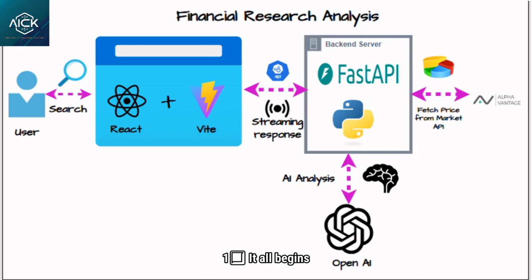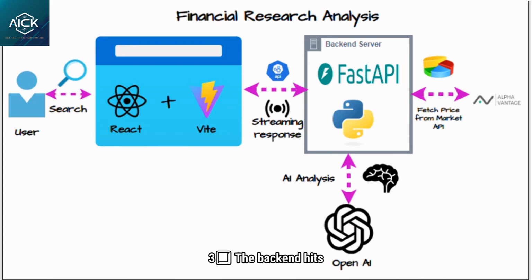1. It all begins with the user. Someone types in a ticker symbol on the front end. 2. That input is sent to the backend API, which we built using FastAPI in Python. Lightweight, fast, and perfect for this use case.